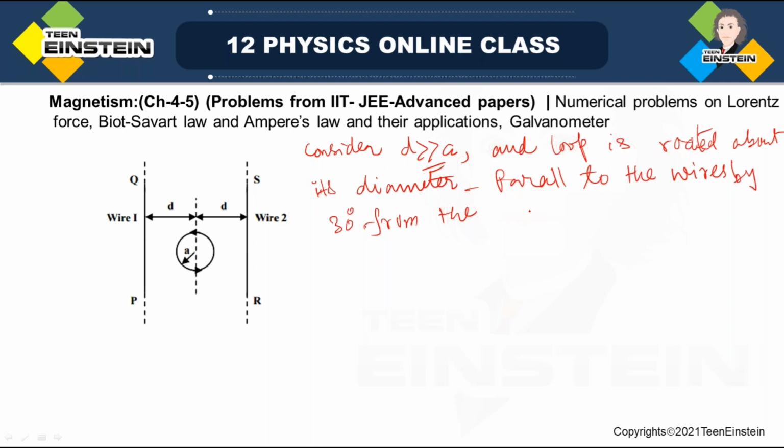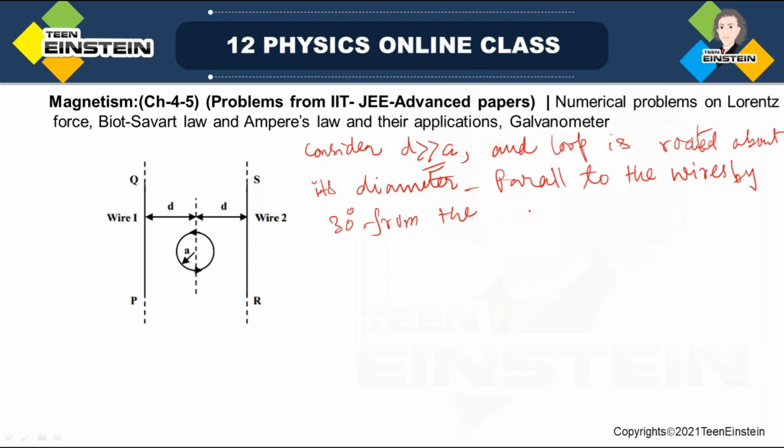Okay, the options are given as A, mu0 I square A square by D. Option B says it is the same thing, mu0 I square A square by 2D.